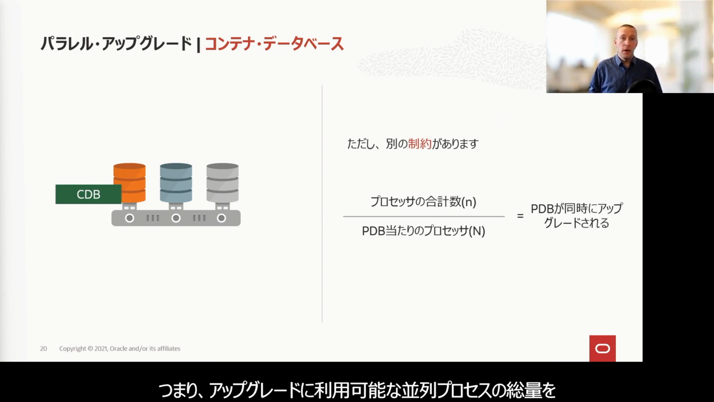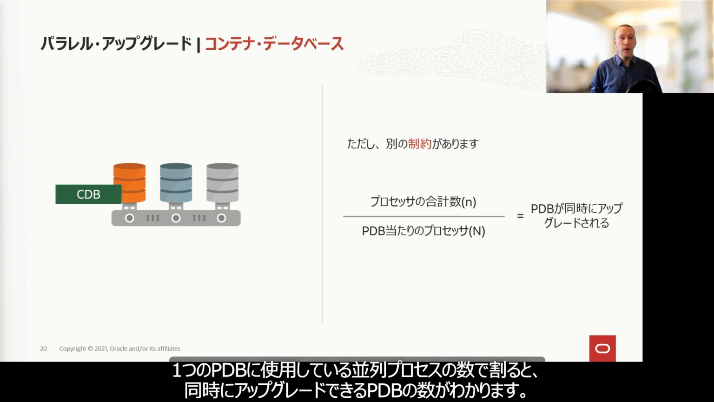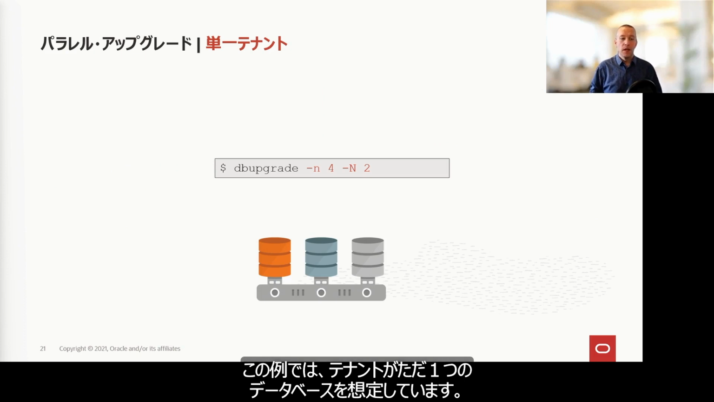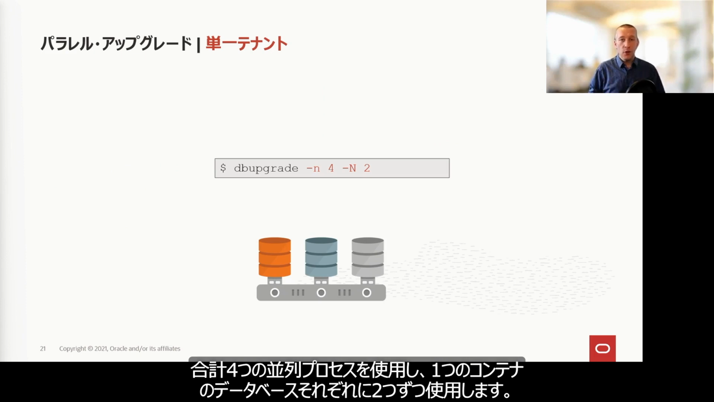So this means if you take the total amount of parallel processes that are available for the upgrade, and you divide that by the number of parallel processes that you use for one specific PDB, you know how many PDBs can be upgraded at the same time. So in this example, I have a single tenant container database. I'm using a total of 4 parallel processes and 2 for each of the container databases.